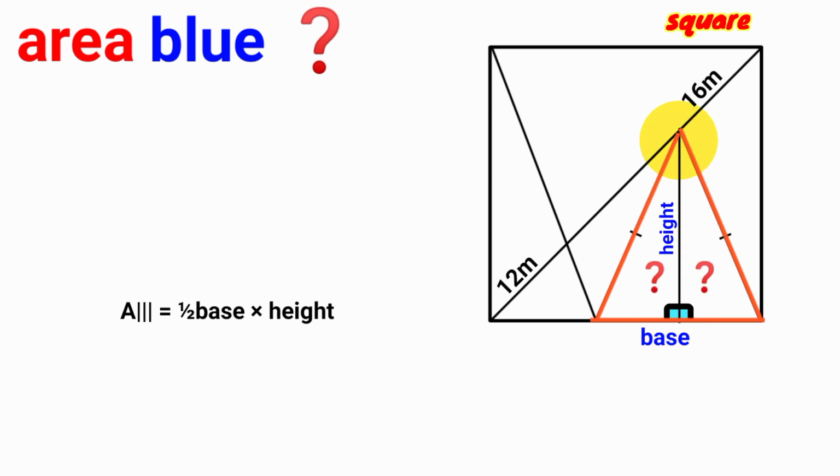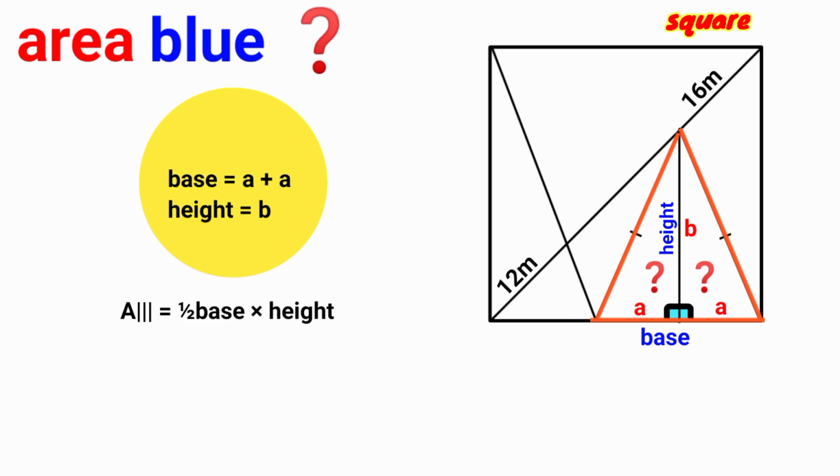The altitude of an isosceles triangle, we know, if drawn from the unique side, will bisect it. So this side here will be bisected. That is, this segment and this are congruent. So if we let this be A, this must also be A. This height, let's assume its length to be B. So base equals A plus A, which is 2A, and height equals B.